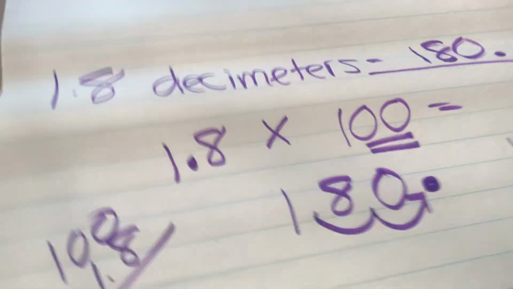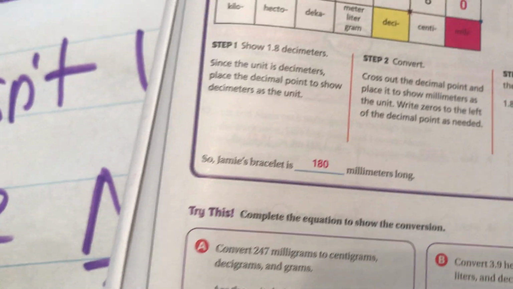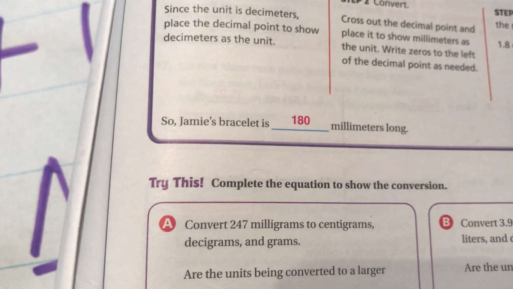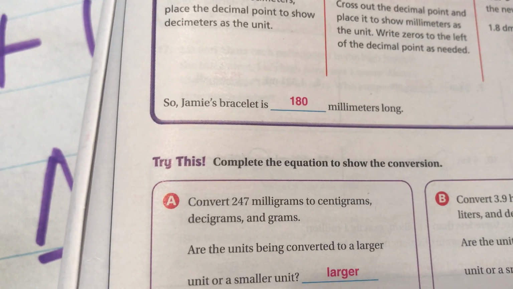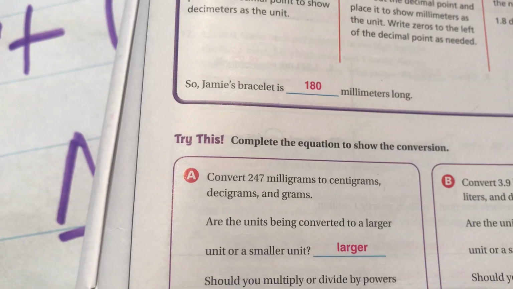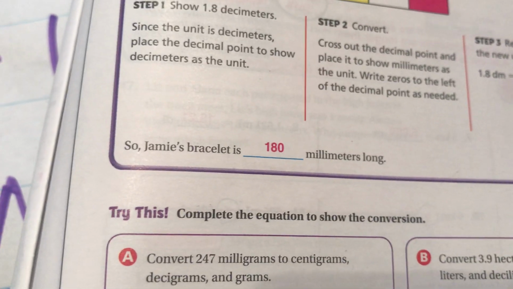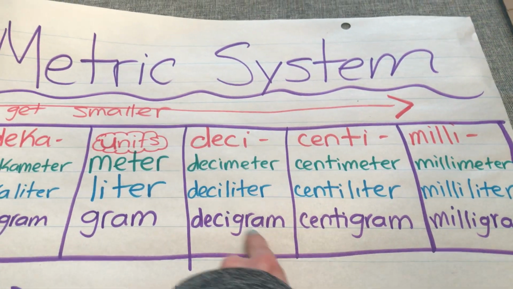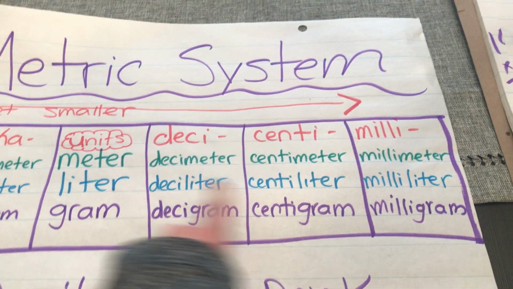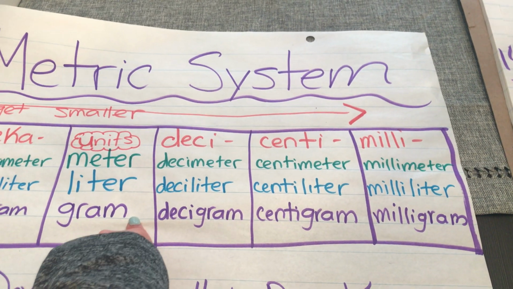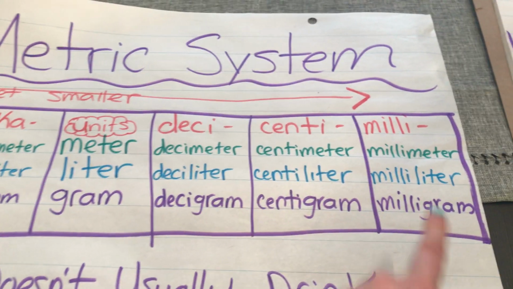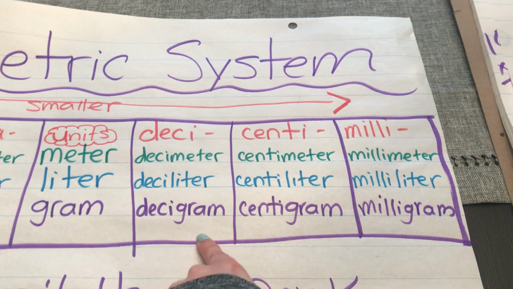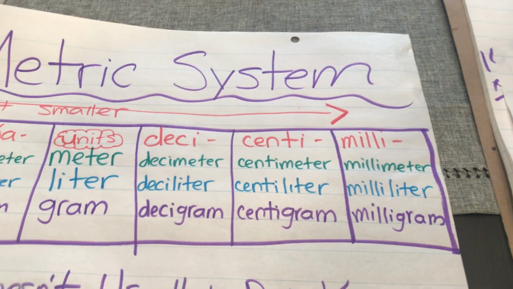Okay. All right, let's look at our other examples on the bottom that says, Try This. We need to convert 247 milligrams to centigrams, decigrams, and grams. So I'm going from milligrams to centi to deci to actual just grams. So here's my chart. I'm going from milli to centi to deci to just grams. So I'm going from something smaller to something bigger, so I am going to be dividing. I'm going to divide from here to here, from milli to deci, and I'm going to divide from milli to grams up here.